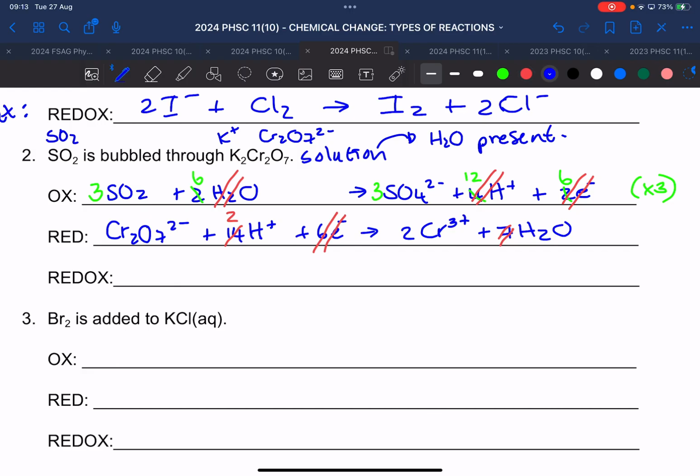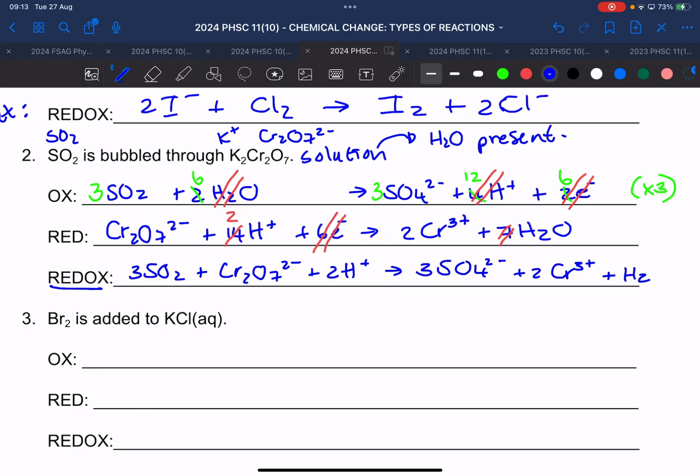Now I can write my redox reaction. 3 sulfur dioxides plus the chromate ion plus 2 hydrogen ions give you 3 sulfate ions plus 2 chrome ions plus a water.